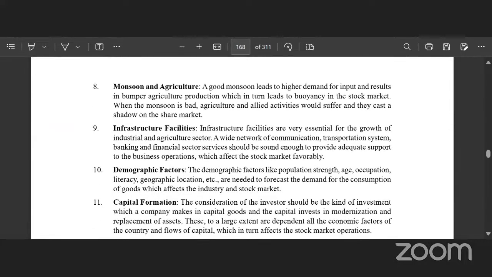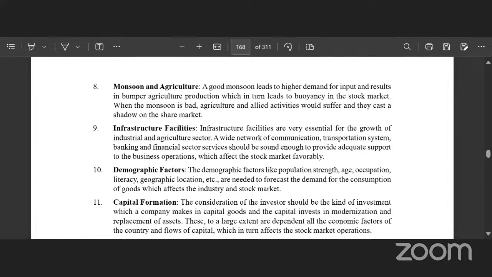So this is very crucial because whenever there is good news related to monsoon, the markets will react in a better way. A good monsoon leads to higher demand for input and results in bumper agricultural production, which in turn leads to buoyancy in the stock market.